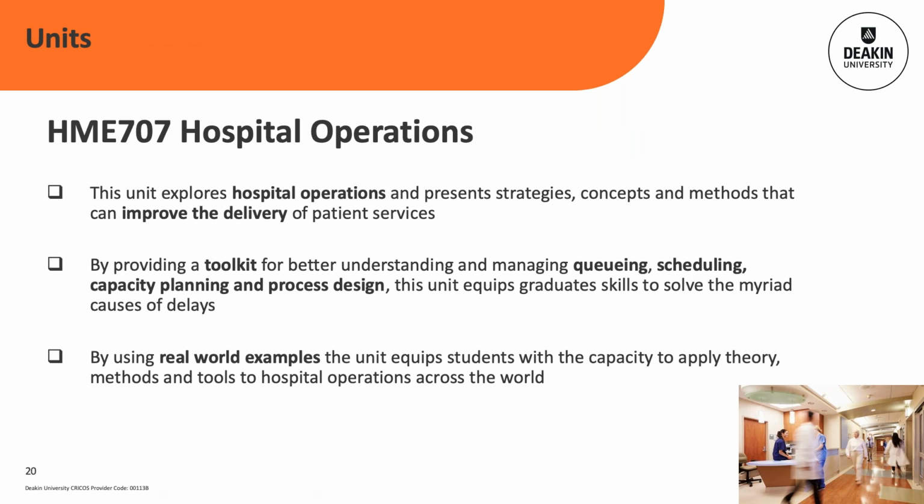Now let's look at individual subjects. You want to know what competencies you acquire, so let's discuss that. The first subject is hospital operations. It covers the flows in hospitals and presents strategies, concepts, and methods that can improve the delivery of patient services. So how do you learn that?